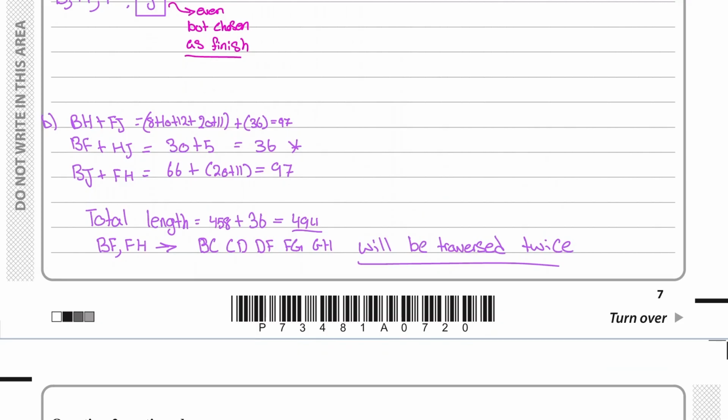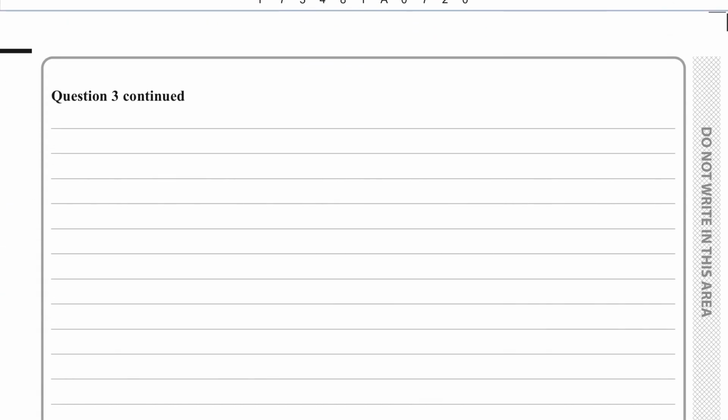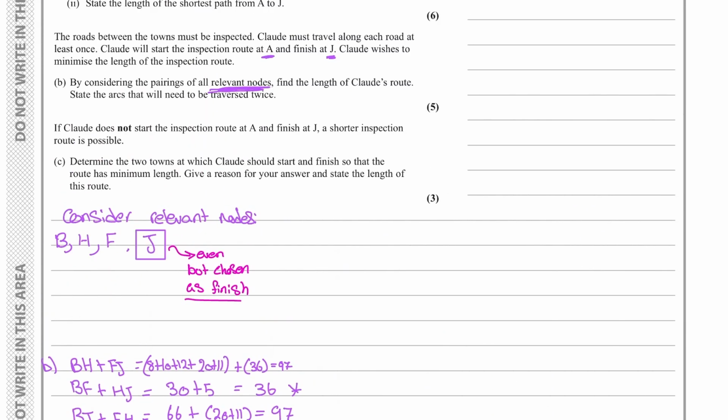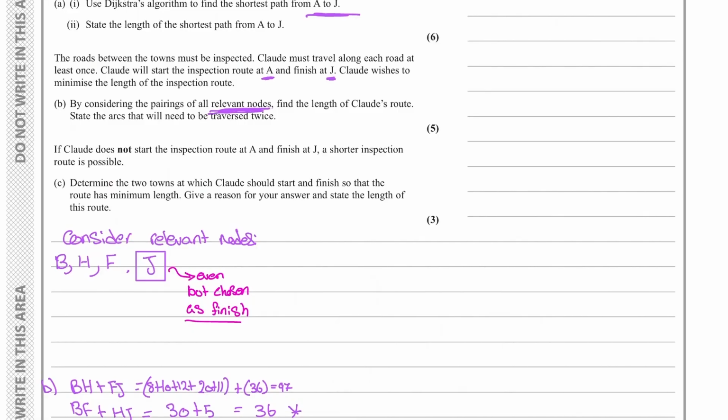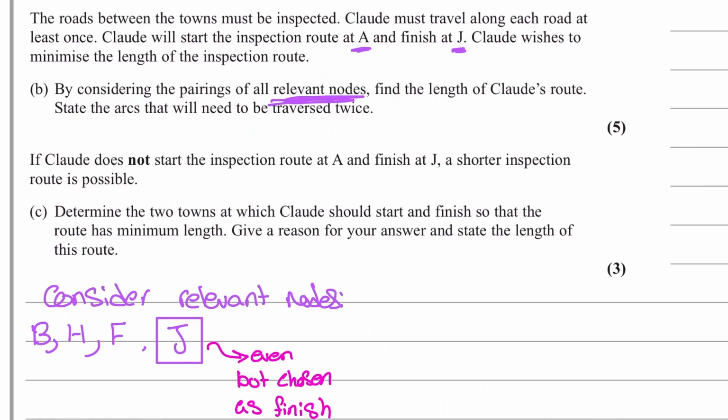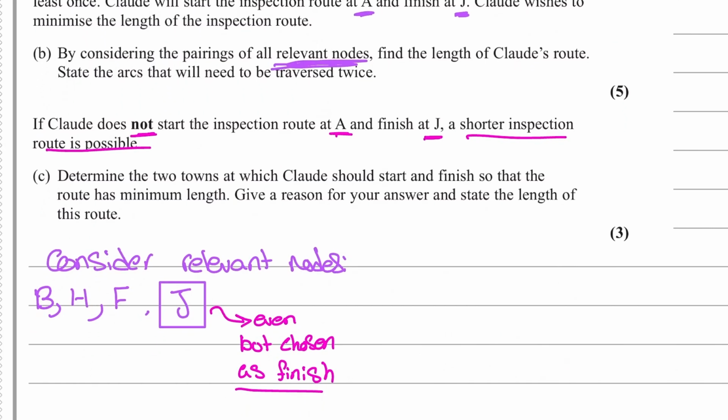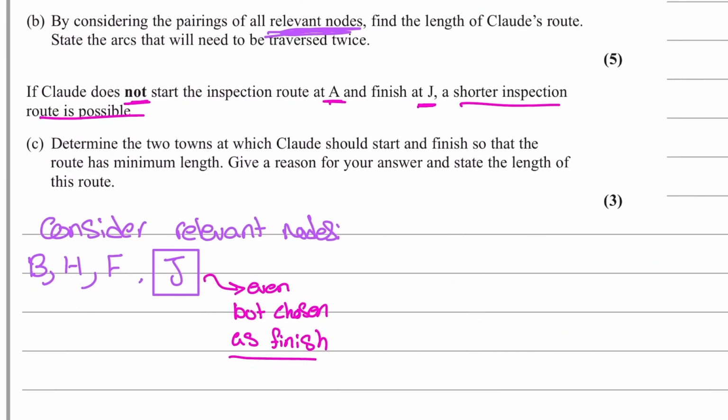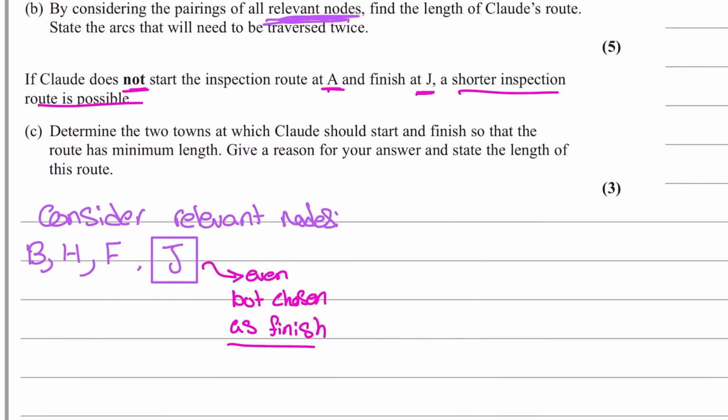Now we can look at part C from this question. And it says here, okay, yeah. So it says if Claude does not start at A and finish at J, a shorter inspection is now possible. So since they removed the restrictions at A and J, we want to consider the new path. So it says determine the 2 towns which Claude should start and finish so that the route has minimum length. Give a reason for your answer and state the length of this route.